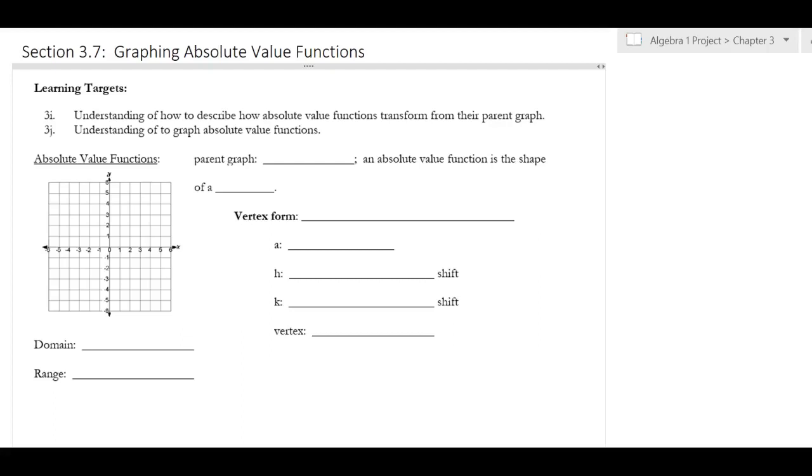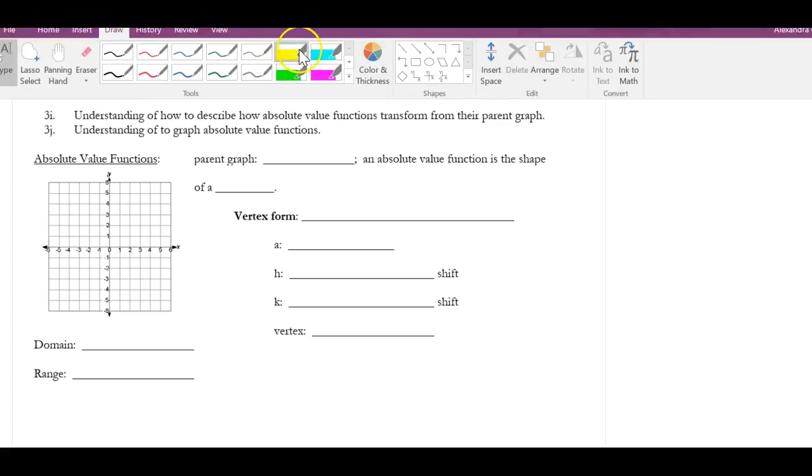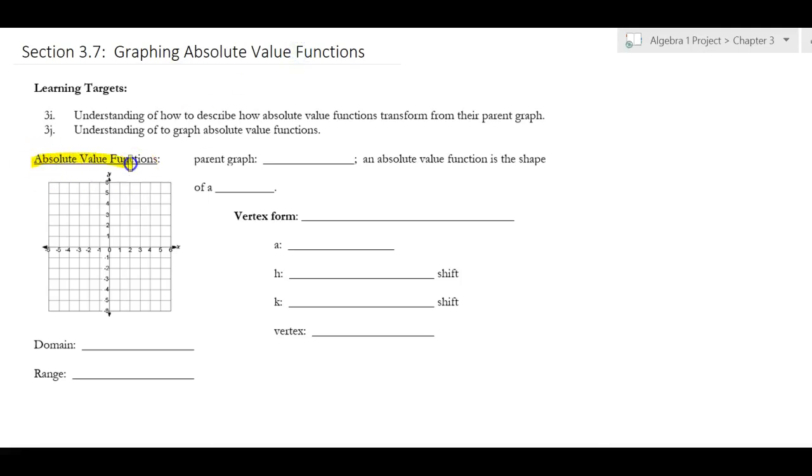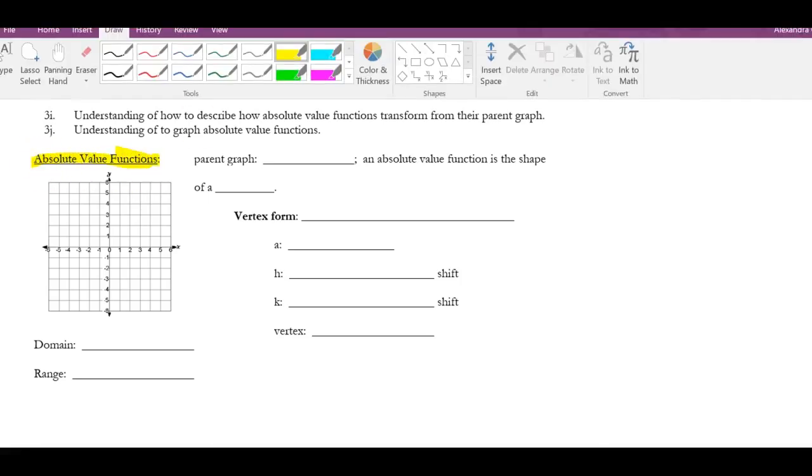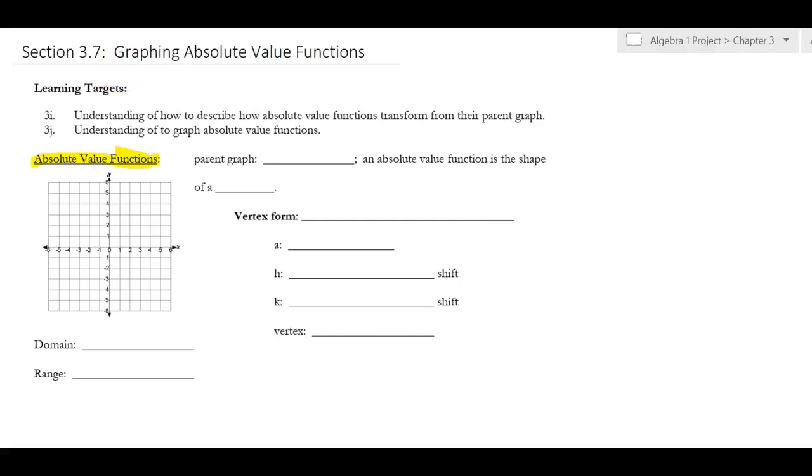Okay, so what we're working with today is graphing absolute value functions. When we graph absolute value functions, we're going to go through transformations. Transformations are things where they slide left, right, up, or down, and then they're either going to reflect, which is a flip, or they're going to get skinny or shorter, which is a stretch and a shrink. Okay, so the parent graph of an absolute value is y equals the absolute value of x. And the absolute value function is the shape of a V.